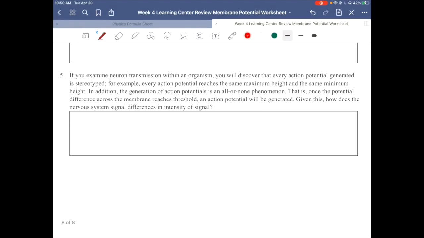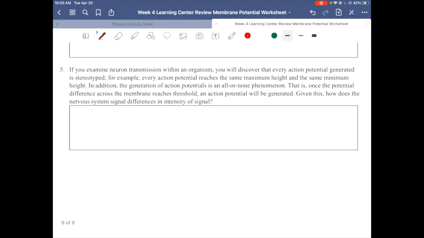All right, and then for our last question, it says if you examine neuron transmission within an organism, you will discover that every action potential generated is stereotyped. For example, every action potential reaches the same maximum height, the same minimum height. In addition, the generation of an action potential is an all or none phenomenon. So that means once it reaches a threshold, you can't stop it in the middle. It has to go all the way up and then come back down.